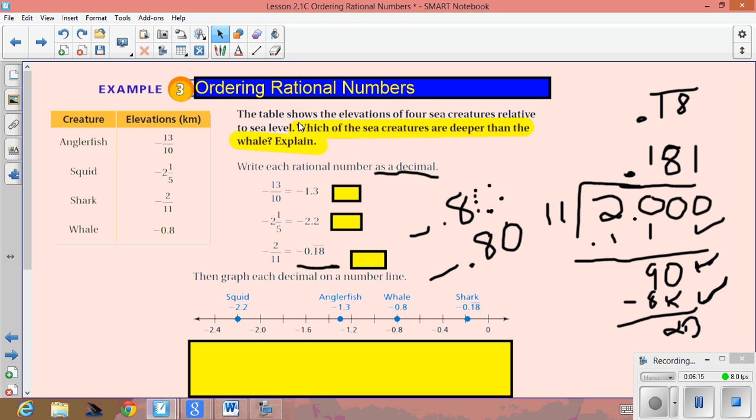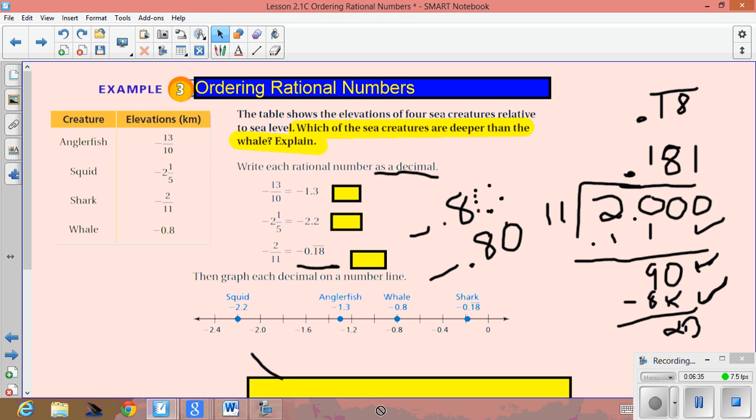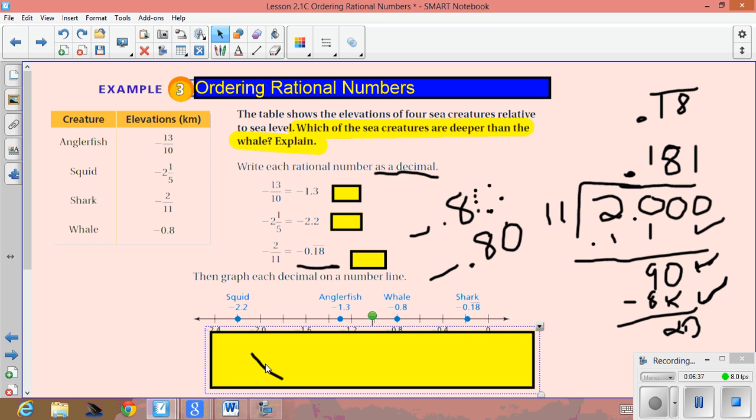So the question is, which of the sea creatures are deeper than the whale? So here is the whale. Who's deeper underwater? Well, there are in fact two answers, the anglerfish and the squid. But who's the deepest? The squid. Okay, so our solution would be the squid, who is the deepest compared to the whale.